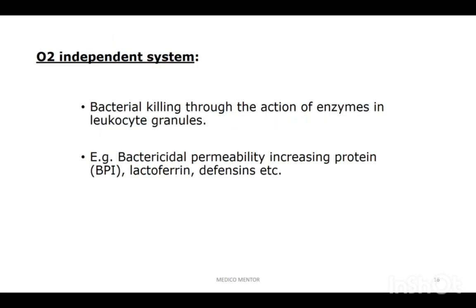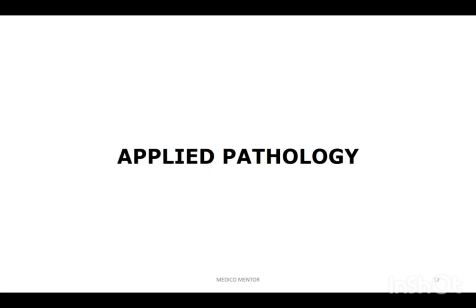Now we come to another topic, which is killing without the involvement of oxygen. That's why we call it the oxygen independent system. During the process of the oxygen independent system, enzymes are used to kill bacteria. The enzymes are usually present over the granules of the leukocytes. So that concludes the cellular events of inflammation. And now we go for a brief introduction on the applied pathology of the cellular events of inflammation.